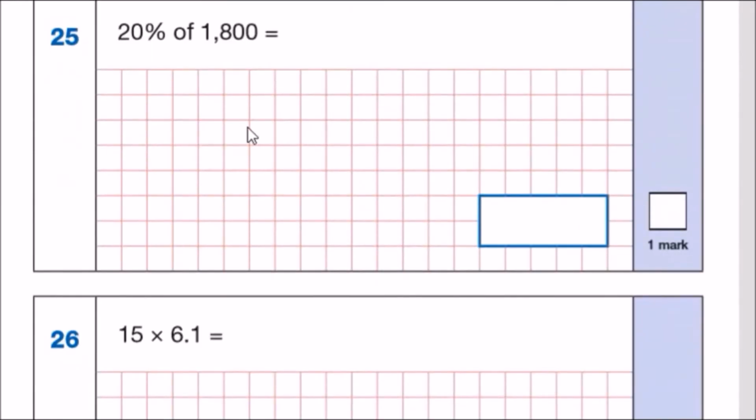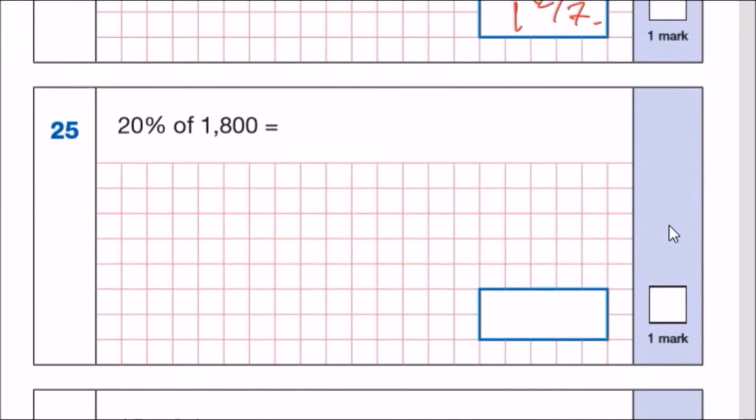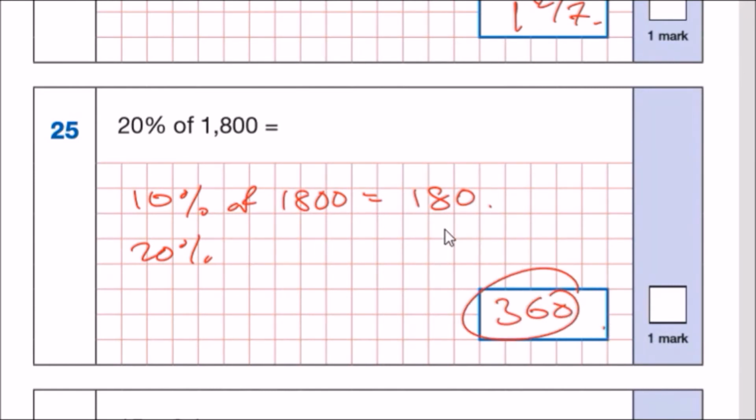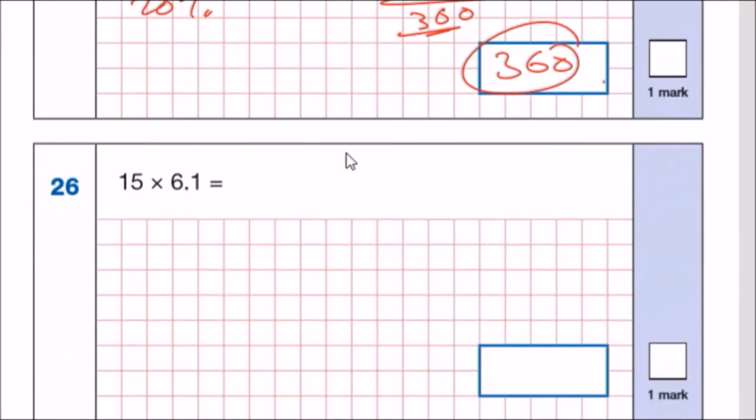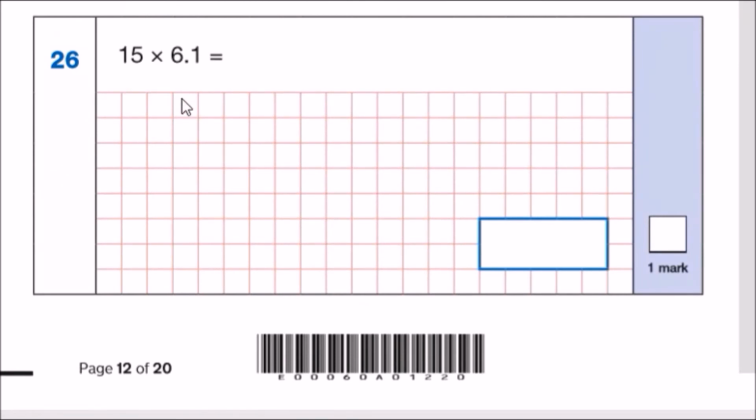Okay, next one. 20% of 1800. The easy way to do it is to find 10% and then double it. So 10% of this number, 1800, you just divide by 10. Dividing this by 10, you should get 180. And then 20% is just double this number. So 2 times this value will give us 360. You can check it by doing long multiplication. 2 times nothing is nothing, 2 times 8 is 16, 2 times 1 is 2, plus 1 is 3.